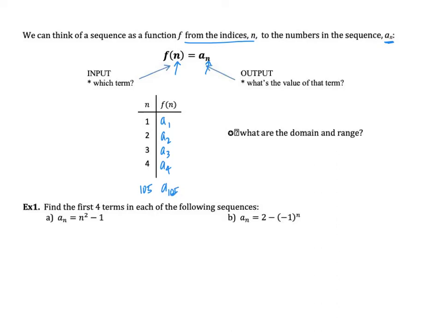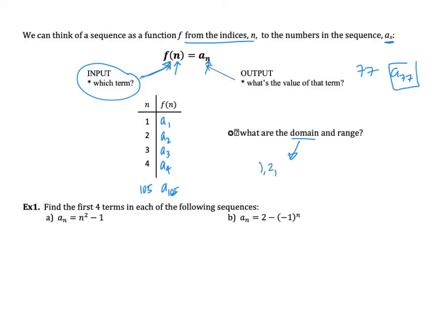So here you're inputting, again, the number 1. Your input is which term you want. If you want the 77th term, you're going to input the number 77. The output would be, if you put in the number 77, then you're getting the 77th term, and that's what a sub 77 means.